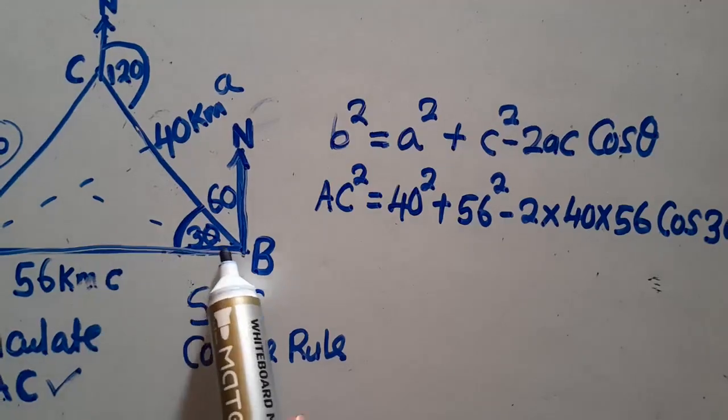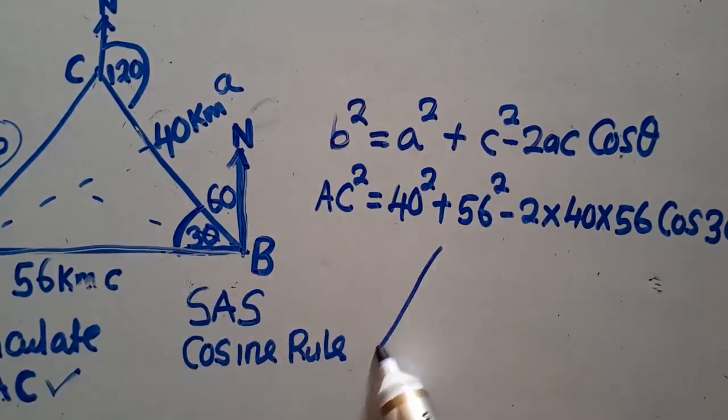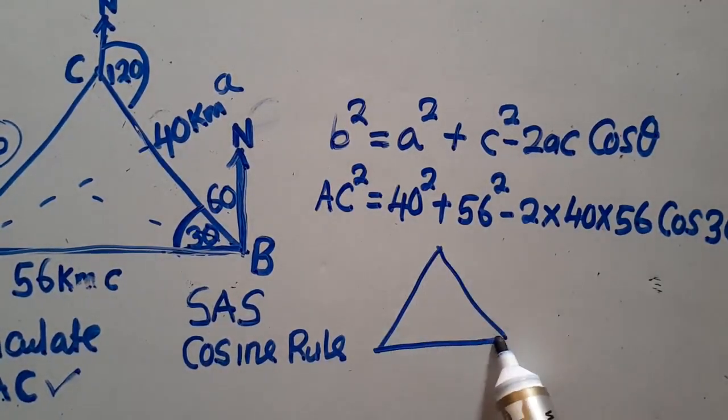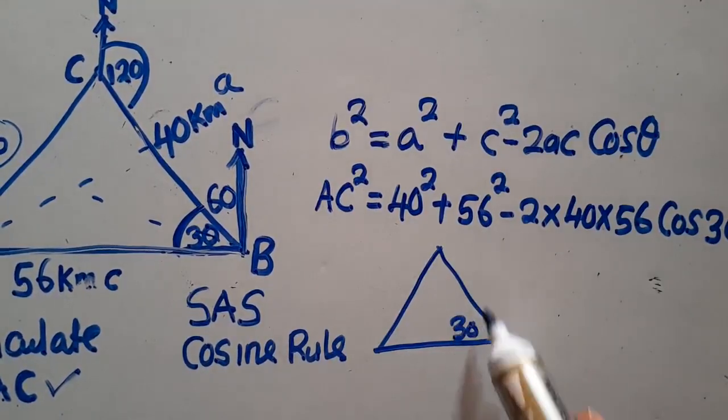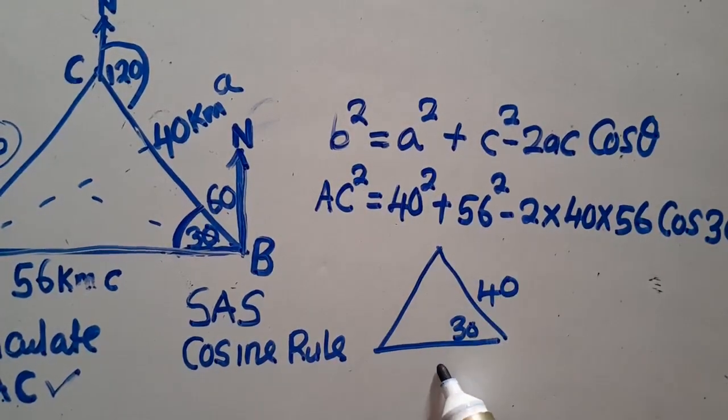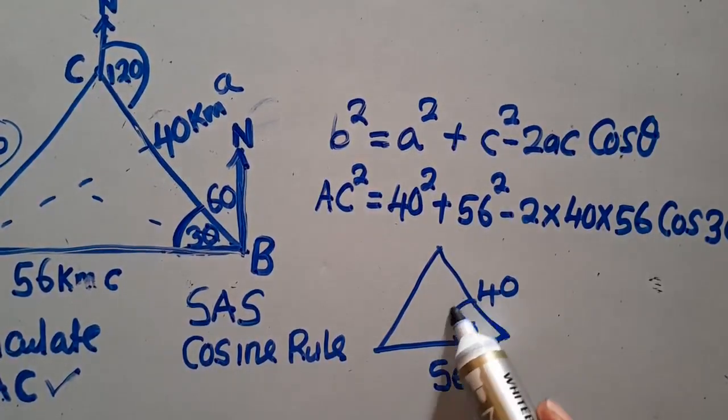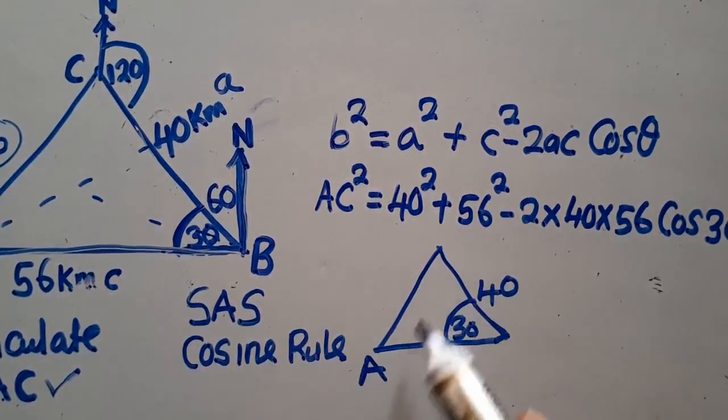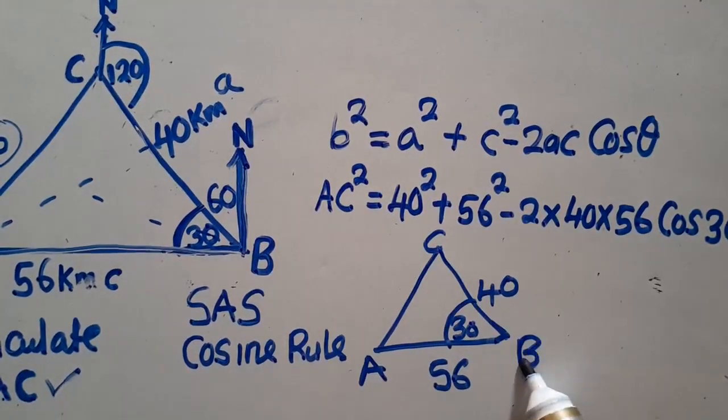My concentration is just on this triangle which I formed, which is looking like this now. 30 there. Then I've got 40. Then I've got 56 there. So this is now a triangle that I need to look at. A, C, B. Then you're told to find this one. Have you seen? So you've dealt with those things.